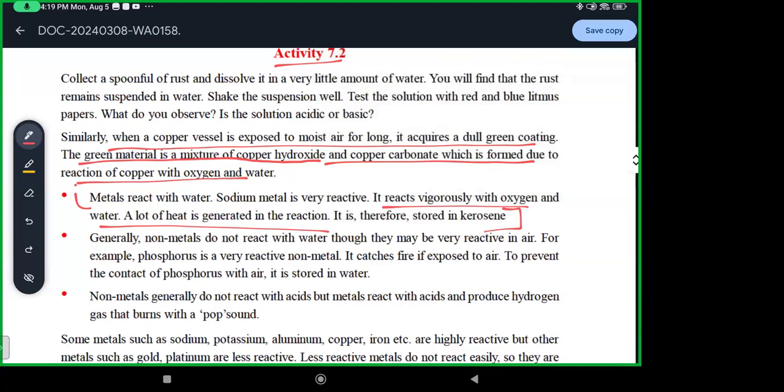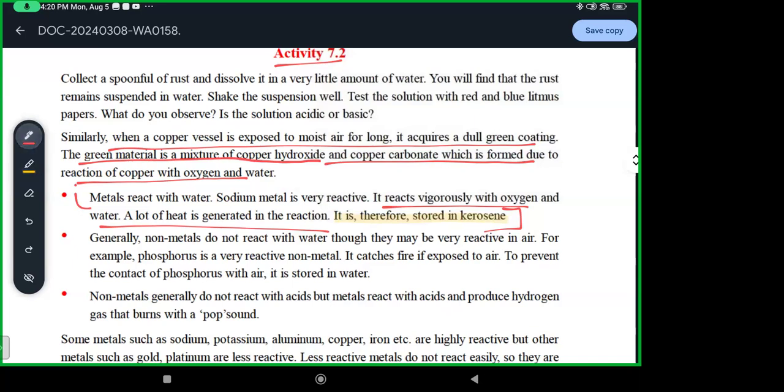So that's why it's stored in kerosene, so that it doesn't react directly with air or water. Otherwise a lot of heat will be generated, and fire can take place. So it's stored in kerosene. Then generally, non-metals do not react with water, though they may be very reactive with air.